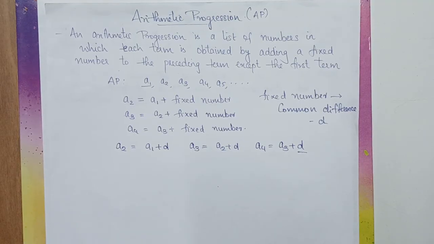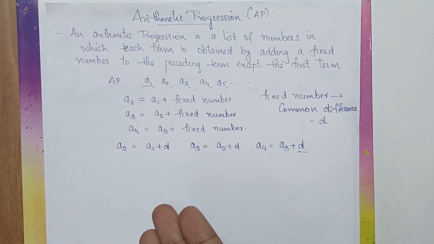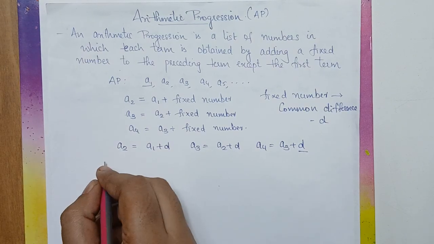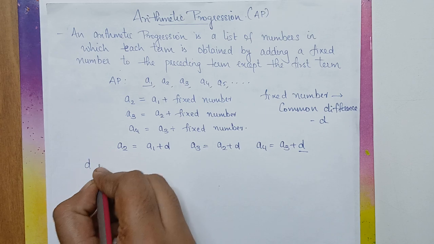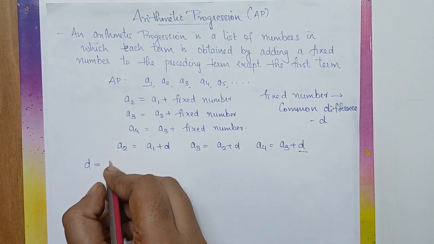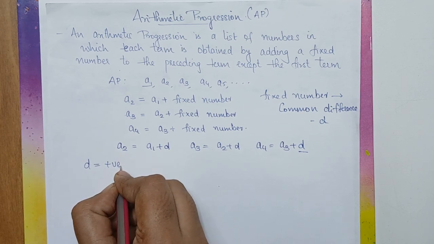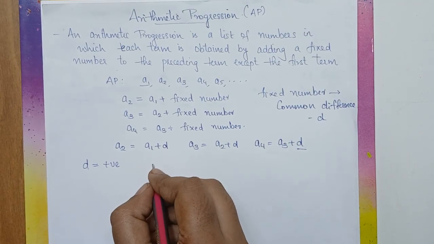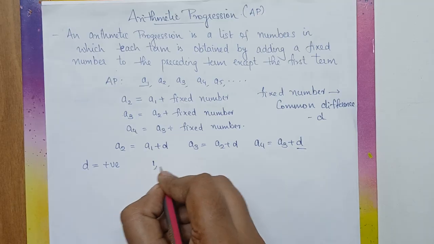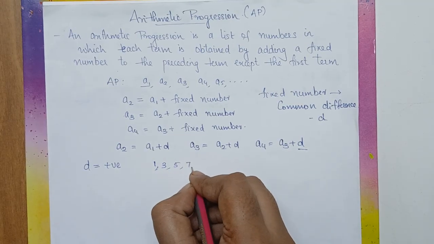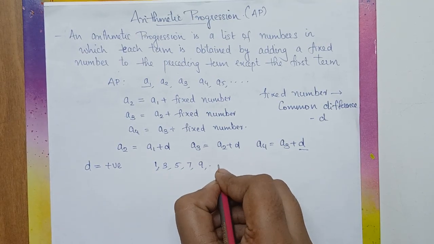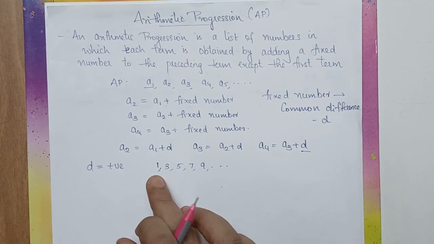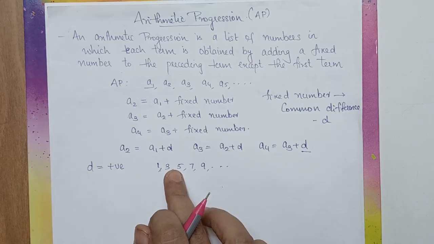Now this common difference d can have three kinds of values. It can take negative values, it can take positive values, and it can also take 0. For example, for d positive, I am considering 1, 3, 5, 7, 9. This is a list of odd numbers. Here you can see the common difference. What is the common difference?